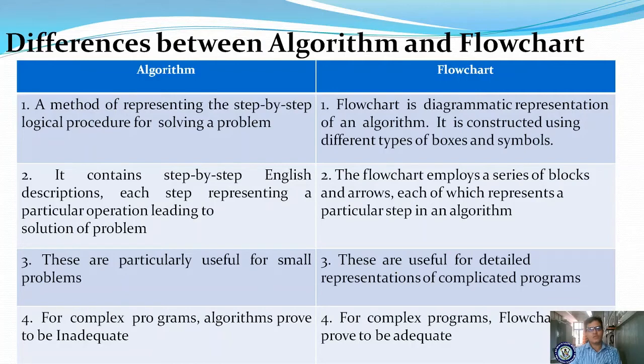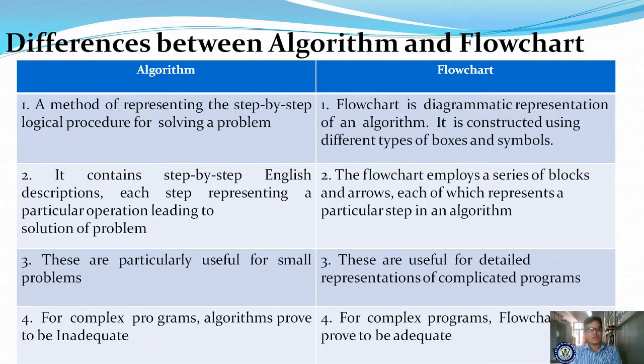And a flowchart employs a series of blocks and arrows, each of which represents a particular step in an algorithm. Your flowcharts consist of a set of symbols, here treated as blocks, and also arrows. Arrows indicate the flow of data. Whatever steps are represented in an algorithm, I can put into a pictorial format by using boxes as well as arrows. Okay. Third point.